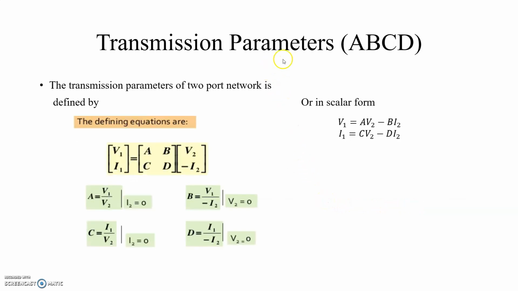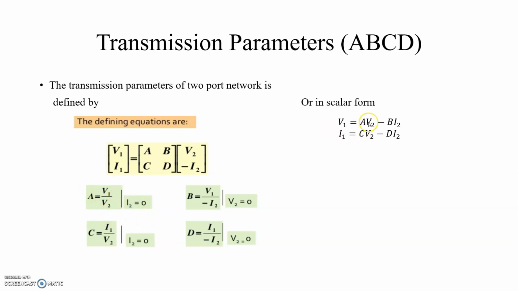Next, these are the transmission parameters, otherwise called ABCD parameters, chain parameters or cascade parameters. This is the general matrix form. In scalar form, V1 is equal to A V2 minus B I2, and I1 is equal to C V2 minus D I2. Put I2 equal to 0 in these two equations and we obtain A and C. A is nothing but the reverse voltage gain, and C is nothing but the transfer admittance.